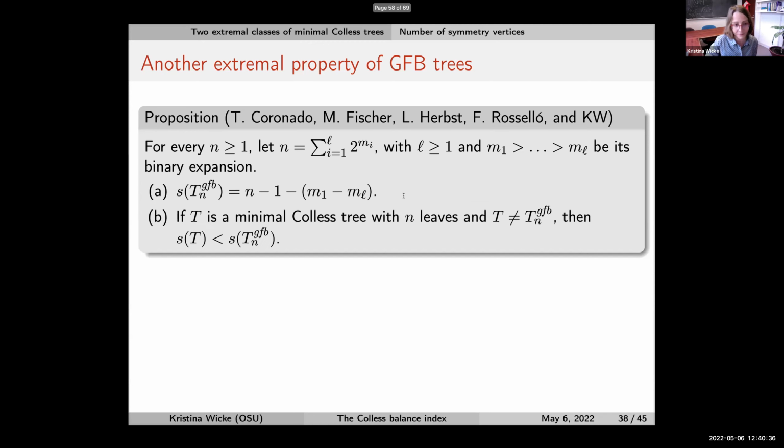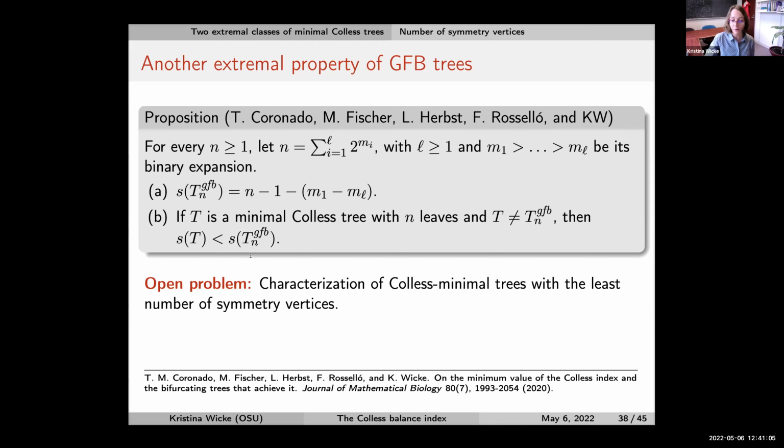So that's the first thing, but the other thing, and that's what makes the GFB trees again extremal, is that if T is a minimal Colless tree with n leaves that is not a GFB tree, then we can show that the number of symmetry vertices in T will be strictly smaller than the number of symmetry vertices in the GFB tree. Okay, so across all minimal Colless trees, the GFB trees have the most symmetry vertices.